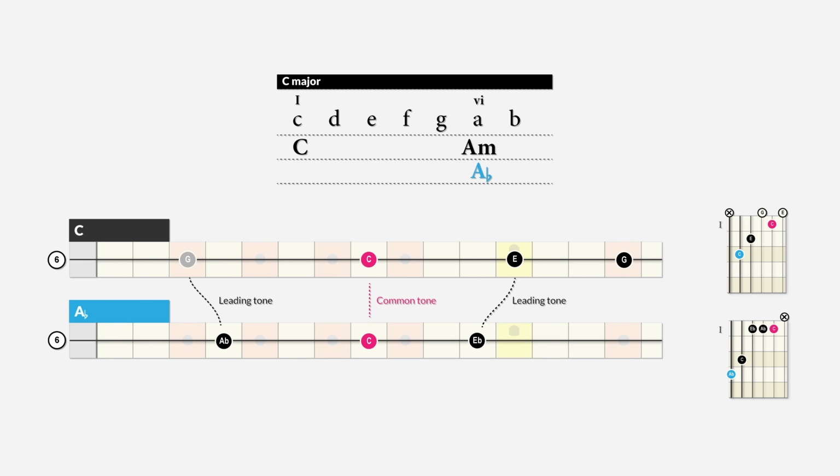Now the A flat major is also a chromatic submediant. And the A flat major and C major chords share the note C, and it sounds like this.